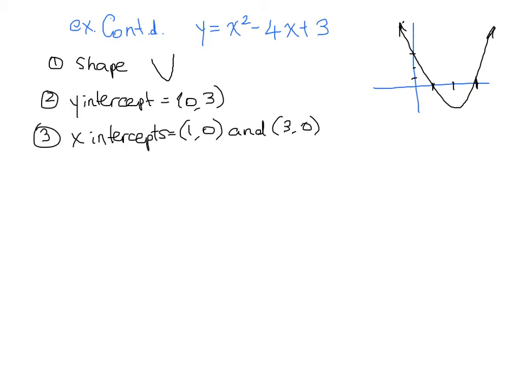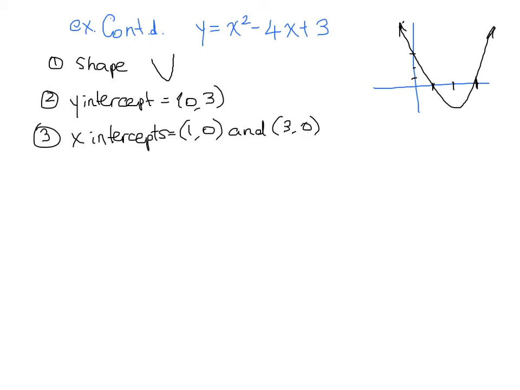Okay, so this is where we are so far. We figured out that the shape is a parabola that faces in this way because our a value is positive. We figured out that our y-intercept is (0, 3) because our c value is 3. And we made this equation equal to 0 because on the x-axis y is actually 0. We factored and we solved and we got 1 and 3. So when y is 0, x is 1, and when y is 0, x is also 3. So that's where we are so far.